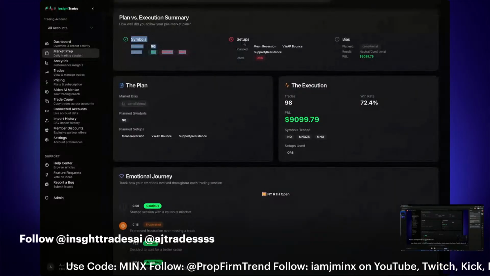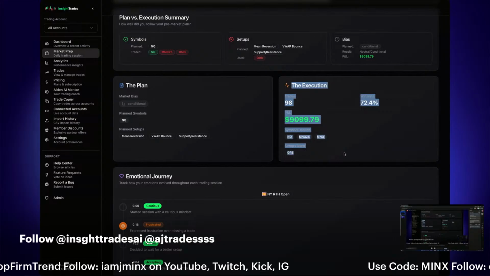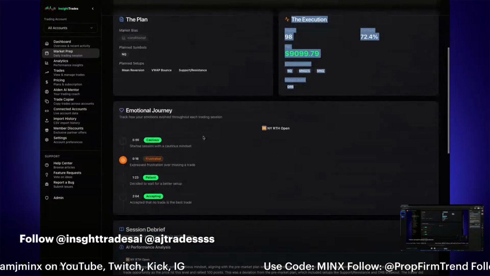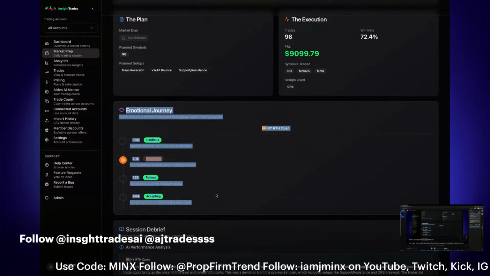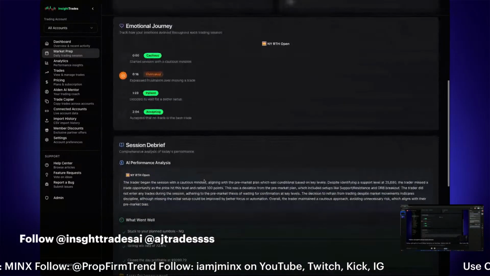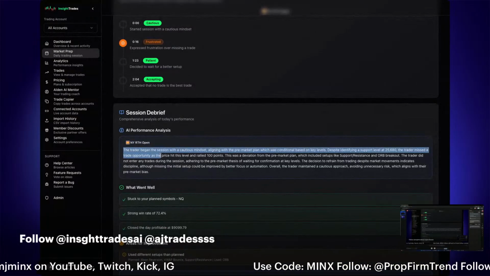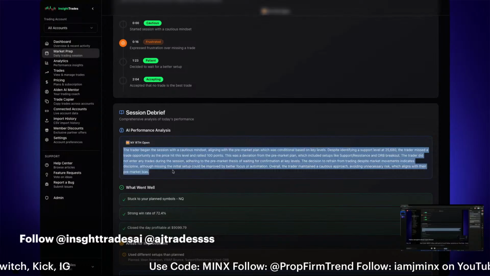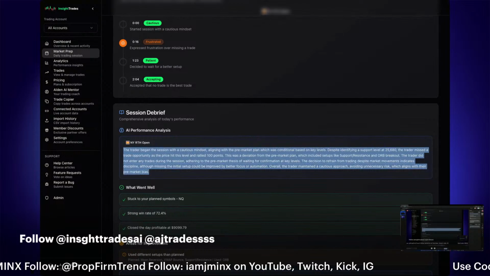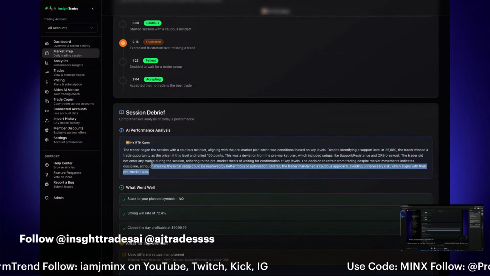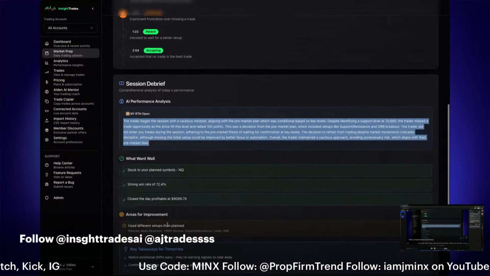You'll see the symbols that we traded, the setups, what the plan was, the execution, and then you get an emotional journey of what you actually went through throughout that trading journey. And then the session debrief. If you're trading multiple sessions, you'll get a debrief on how that 2 hours went, if you're coming back in the mid-morning, and if you're trading Power Hour, you'll get a separate analysis of what happened during that time frame. It'll tell you what went well and some areas for improvement.